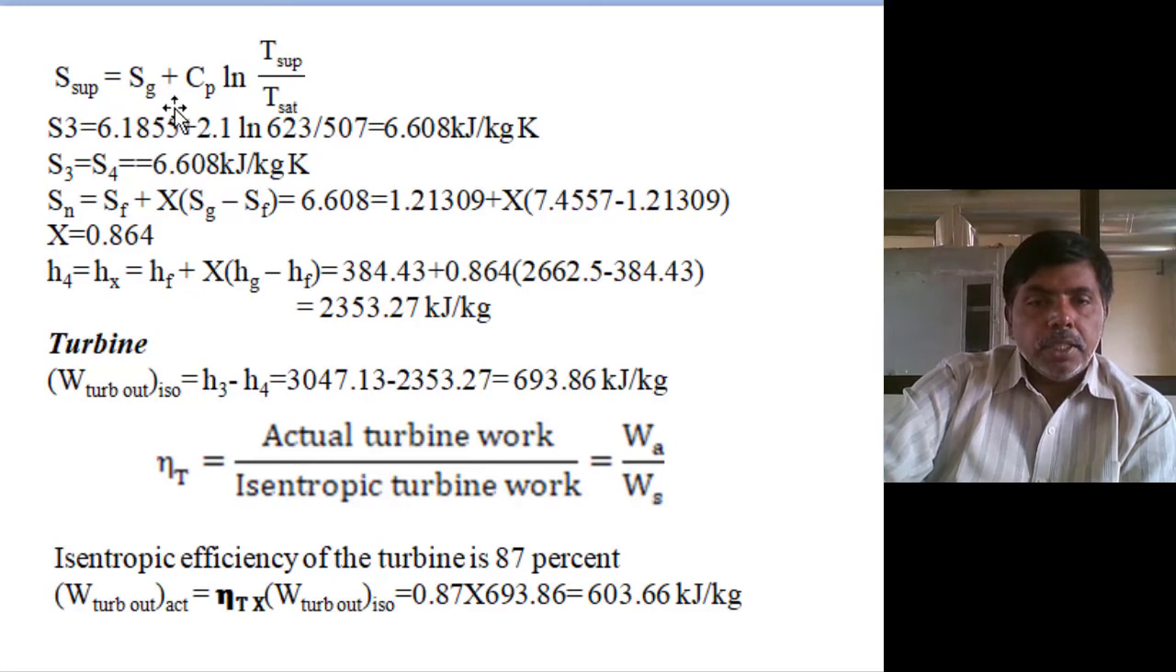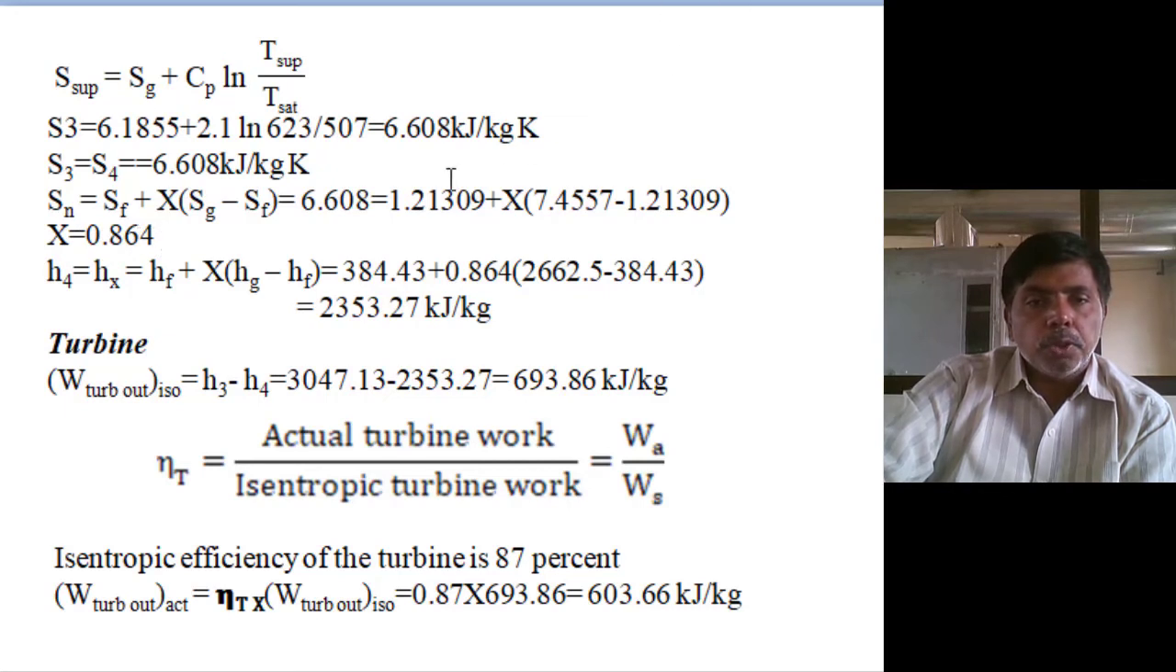Then determine the S superheat value. The S superheat is Sg plus Cp into Ln T superheat by T saturation. Then turbine inlet entropy and turbine outlet entropy are the same. Isoentropic process, S3 equal to S4, Sx equal to Sf plus X into Sg minus Sf. Then X we determine 0.864. The X value is 0.864.